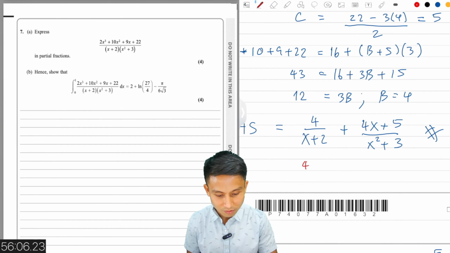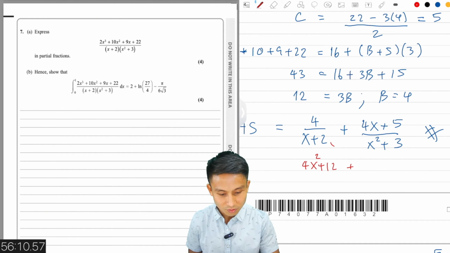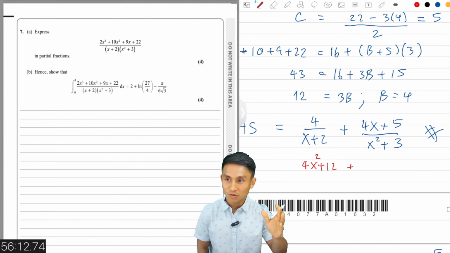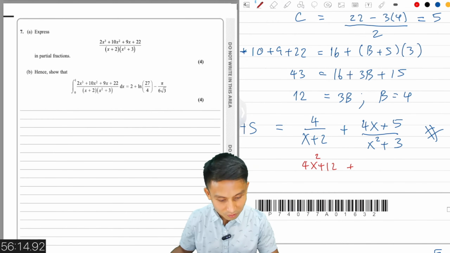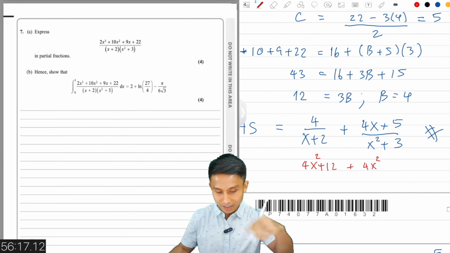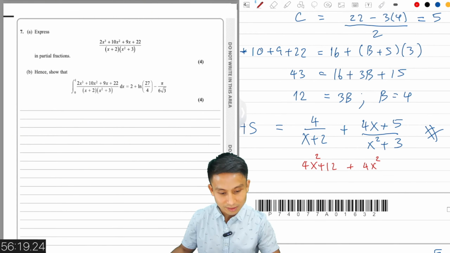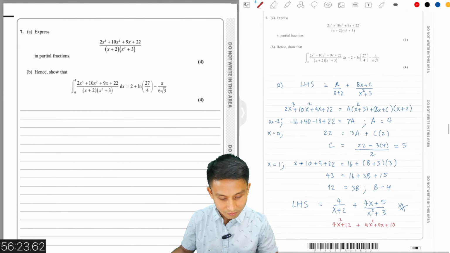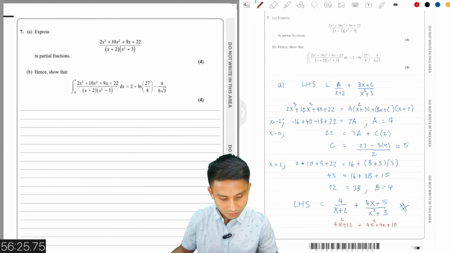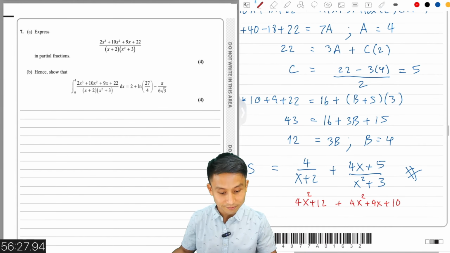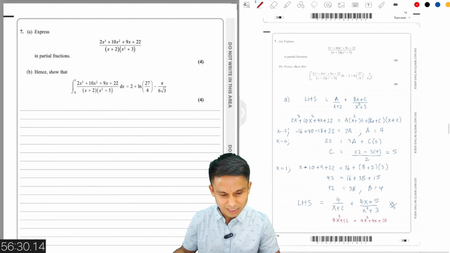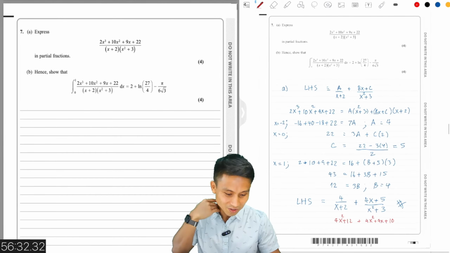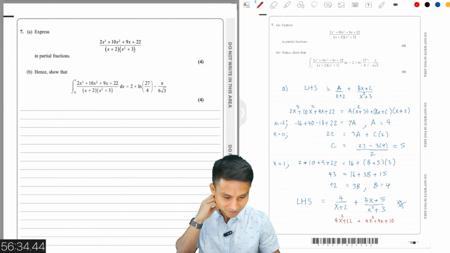If I cross multiply, I get 4x squared plus 12 for the left part. And this will just be x plus 2 multiplied with the 4x plus 5. So that would be 4x squared, and then I got 8x and 5x, so that would be 9x plus 10. Do I get to the top there? Wait, what? I don't. There's no x cubed term there. There's something wrong now.